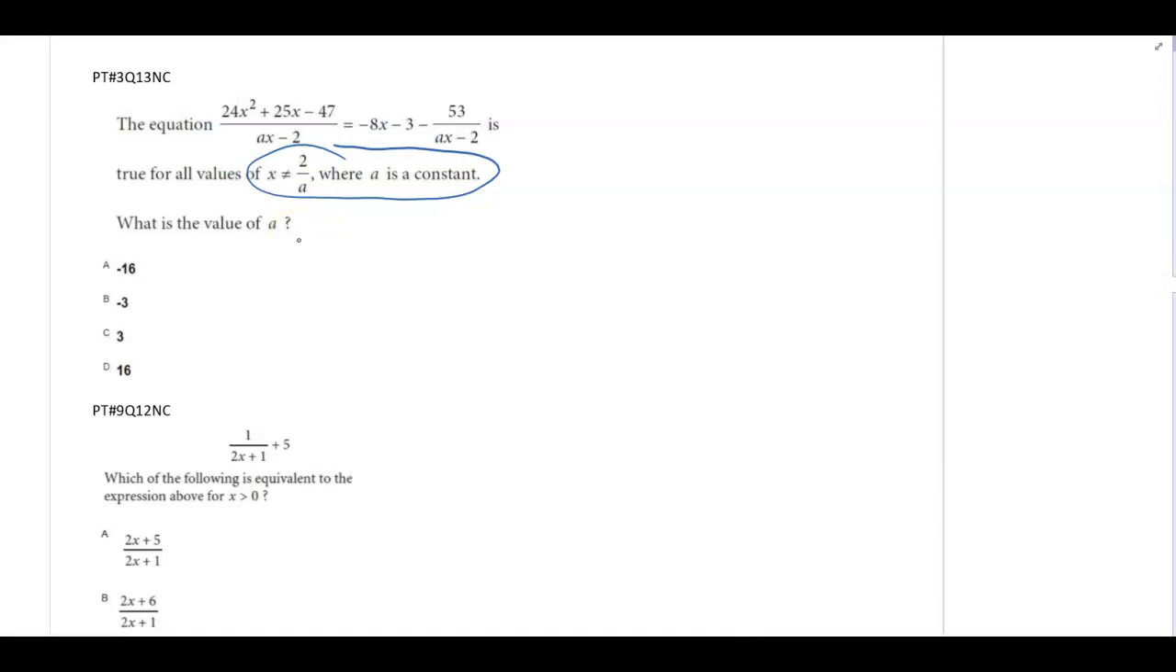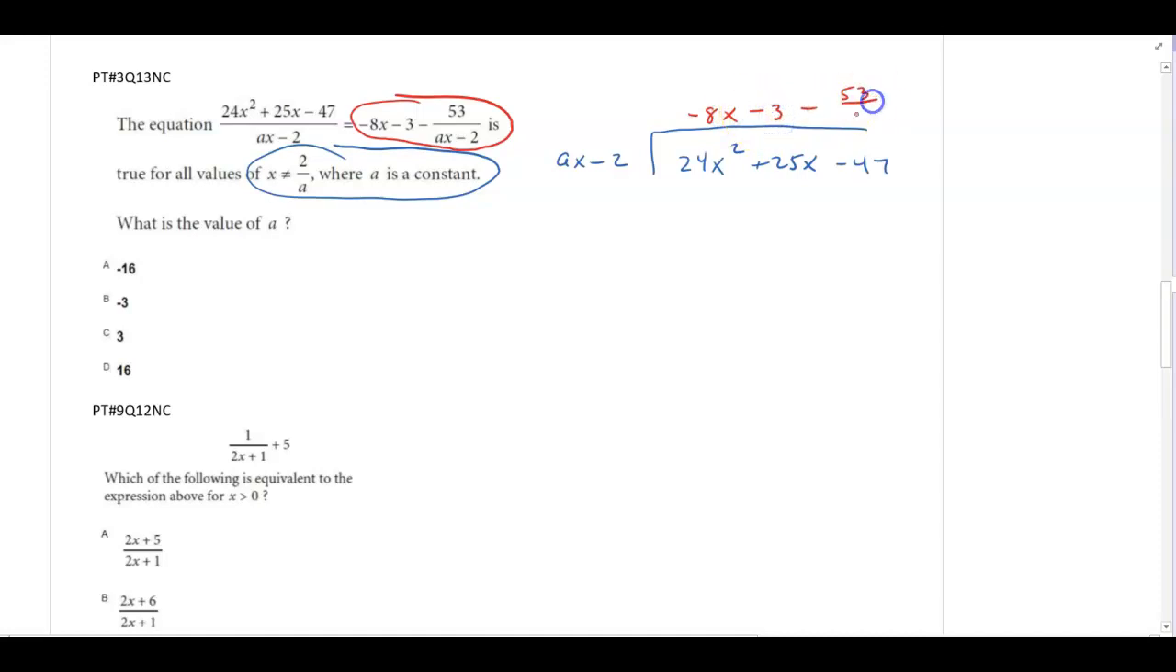So basically, if I went back to Math 3 and talked about polynomial long division, that would go inside the box, and outside the box would be the ax minus 2. What they give you here is your quotient. That's what you get when you do the polynomial long division, which would go up here: negative 8x minus 3 minus 53 over that ax minus 2.